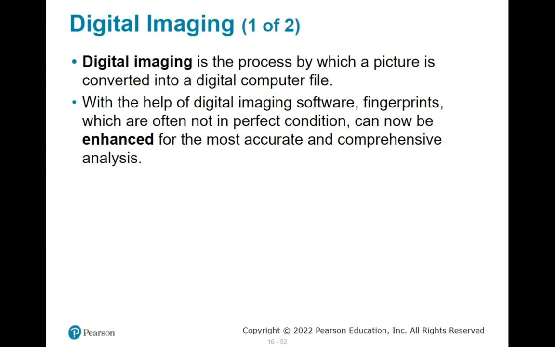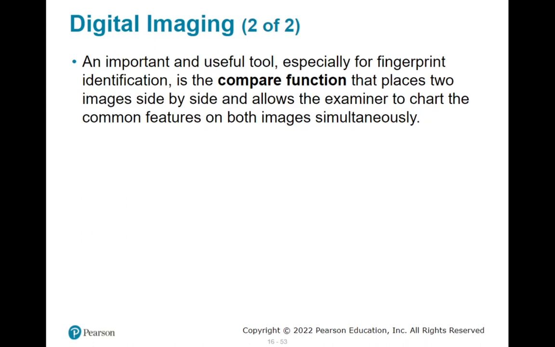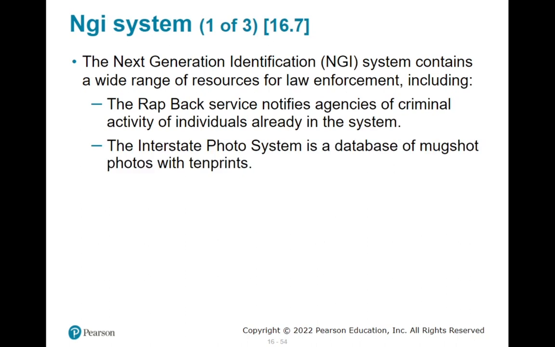So digital imaging is the process by which you convert that print into an image onto a computer, and then it can be preserved basically forever, as long as that computer lasts and that digital platform lasts. An important and useful tool, especially for fingerprinting identification, is the compare function that allows you to put two prints side by side, an unknown and a suspect print, for example, and be able to match those up simultaneously.